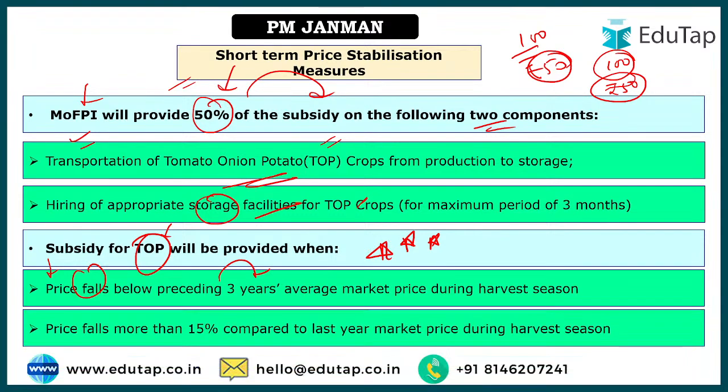Okay, apart from that, price falls more than 15% compared to last year. Two conditions: the 3 years average market price, and 15% compared to the last year's market price. If there is a price drop, in that condition 50% subsidy will be provided, right? First, in case of transportation, maybe the farmer is getting a better price in some other state. In that case the farmer would want to sell the top crop to another state, right? In that condition 50% of the transportation will be subsidized by the government, right?